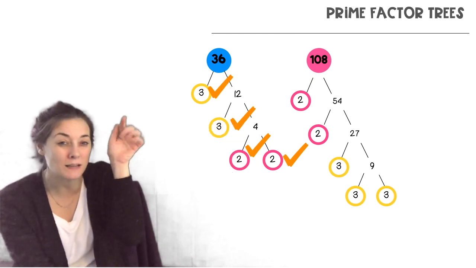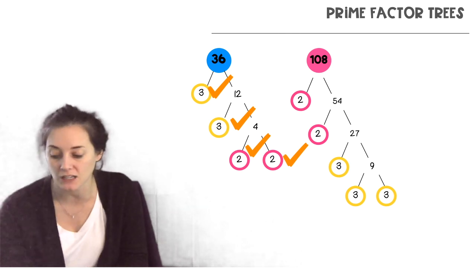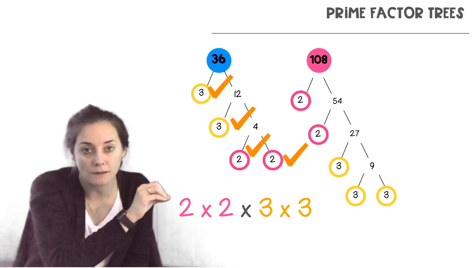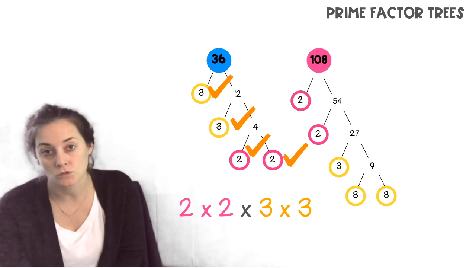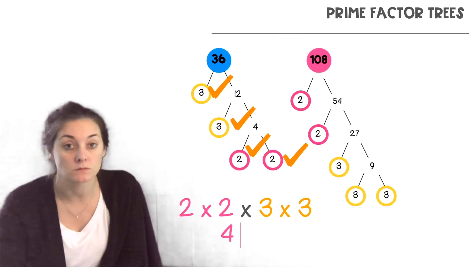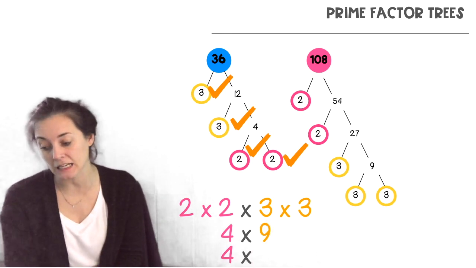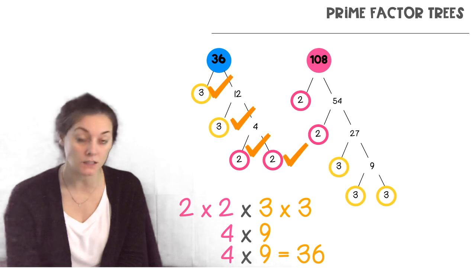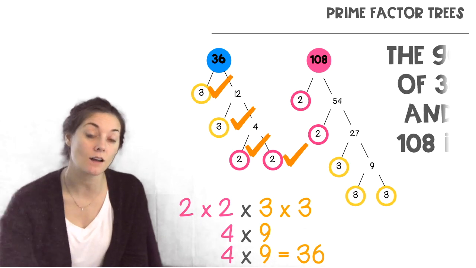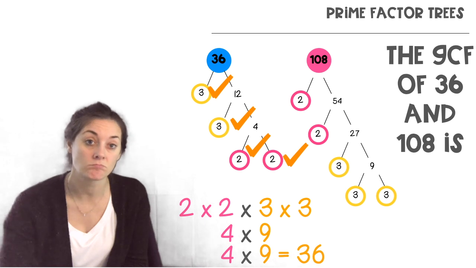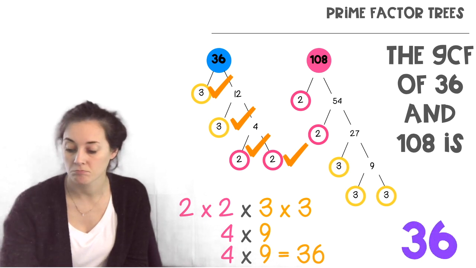So now what I'm going to do is multiply all of those together, and I'm going to get 2 times 2 times 3 times 3. 2 times 2 is 4. 3 times 3 is 9. 4 times 9 is 36. So the greatest common factor of 36 and 108 is 36.